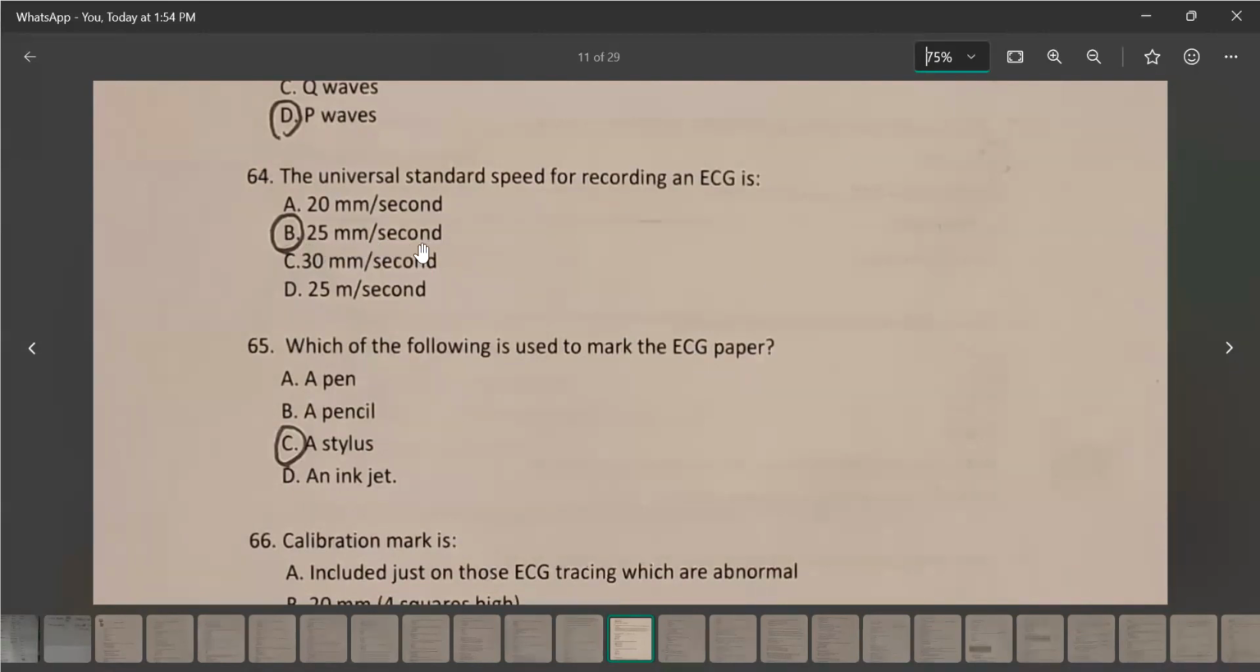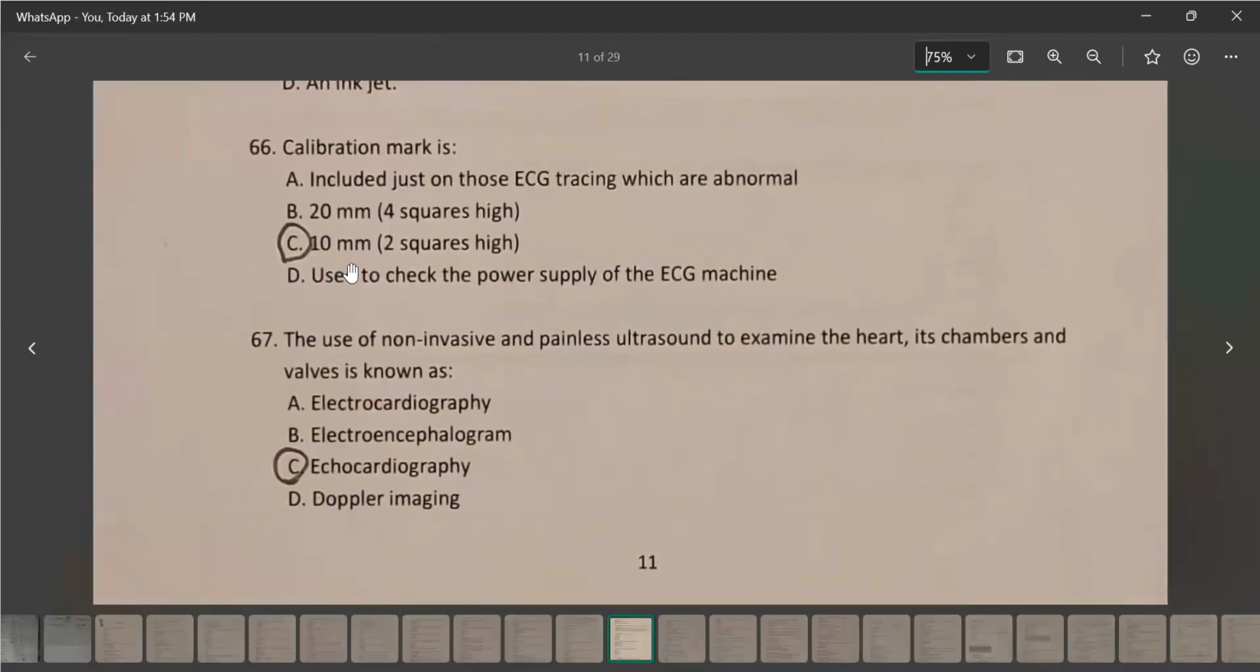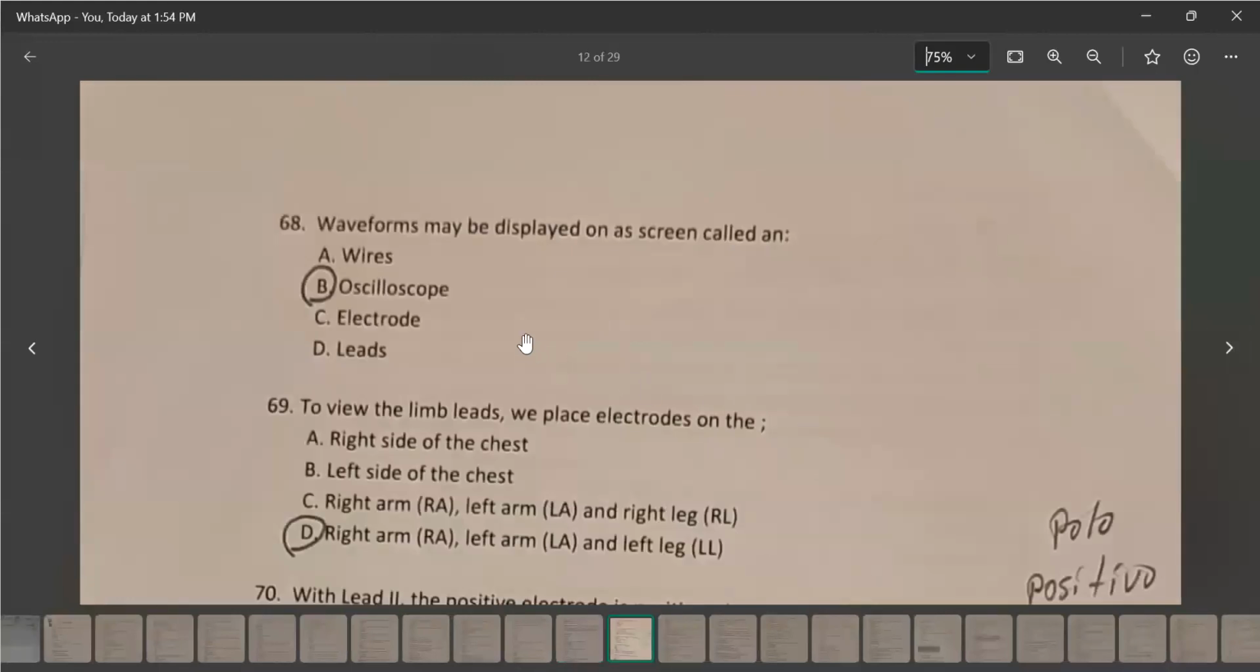25 mm per second. Which of the following is used to mark the ECG paper? A stylus. 66. Calibration mark is 10 mm, 2 squares high. The use of non-invasive and painless ultrasound to examine the heart, its chambers and valves is known as echocardiography. 68. Waveforms may be displayed on a screen called an oscilloscope.